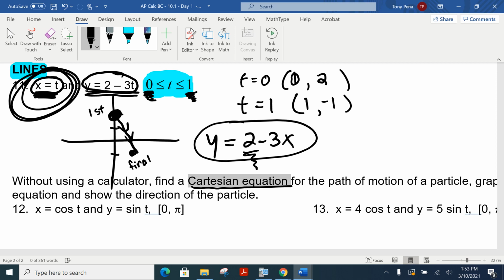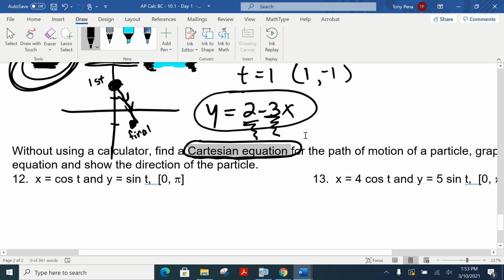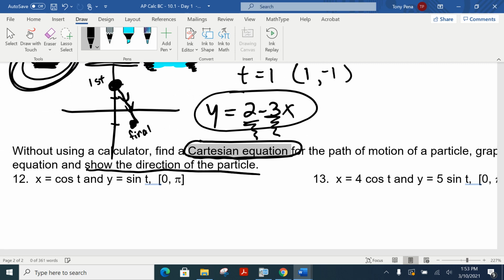Which is what we should have. And then our slope is negative 3. So notice how I went down 1, 2, 3, right 1. So I just have that over the interval of time that we're given here, 0 to 1. So all of these, when we write what we're calling a Cartesian equation, that just means an xy equation. It's usually some sort of algebra, some sort of substitution. Then I want you to graph the equation, and then I want you to show the direction in which we would have been traveling. Okay?